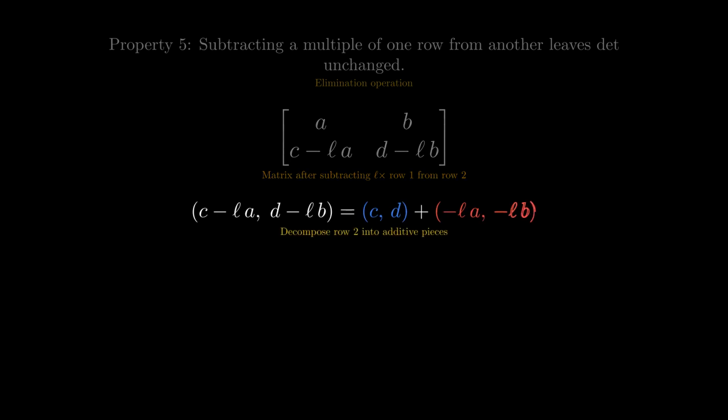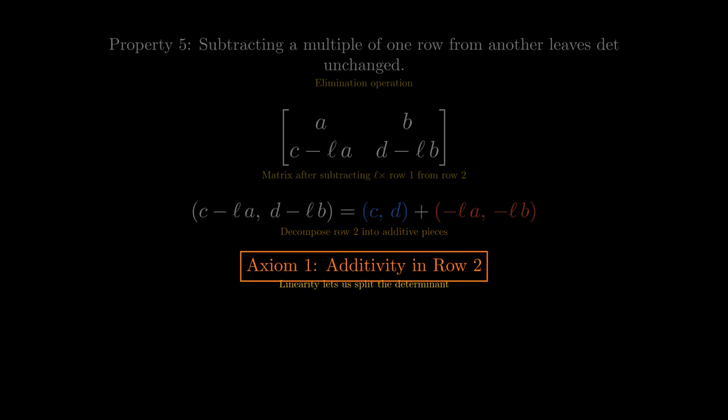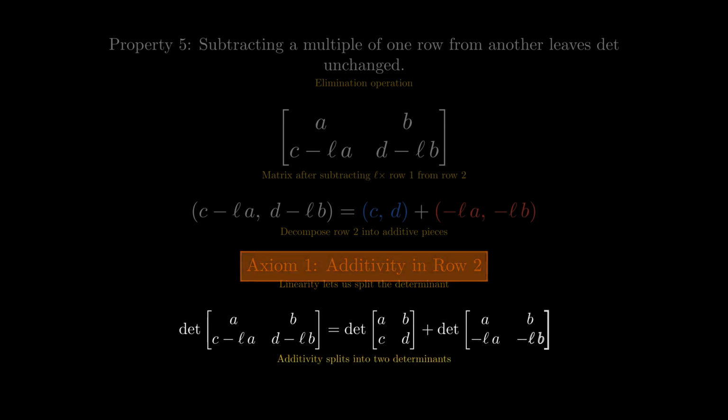Here's the trick. We split row 2 into 2 additive pieces. The pair C, D plus the pair negative LA, negative LB. Now we apply axiom 1, linearity in row 2 lets us split this into 2 separate determinants. The first determinant has row 1 as A, B, and row 2 as C, D. The second determinant has row 1 as A, B, and row 2 as negative LA, negative LB.